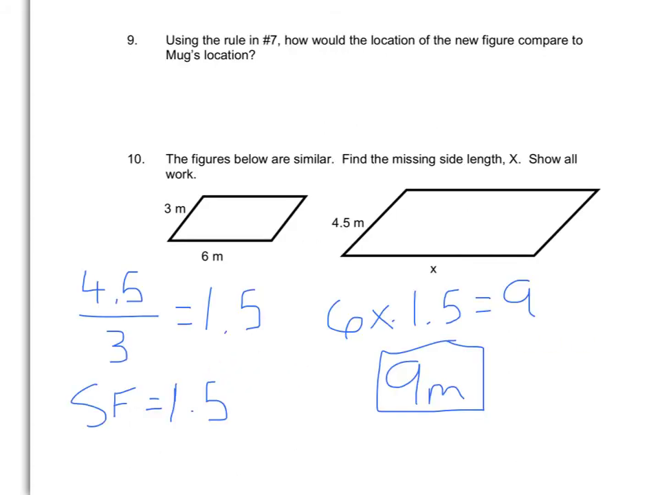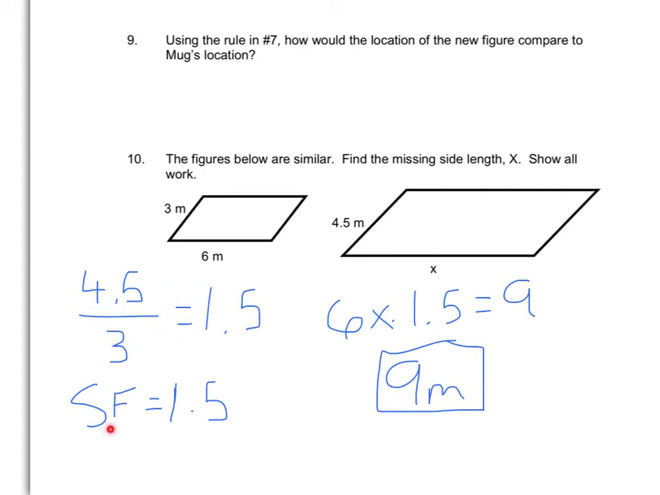Okay, for number 10, it says the figures below are similar. Find the missing side length of x and show all your work. So, when we're looking at this and we make sure that it's similar, which it says right here, it's similar parallelograms. So, what we do is we take this 4.5 meters, we divide it by 3 meters, which I did here. That gives us an answer of 1.5.